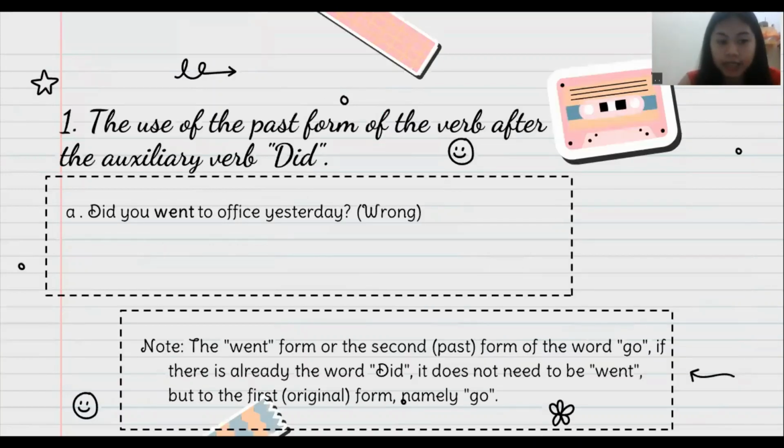Number 1 is the use of the past form of the verb after the auxiliary verb did. For the example, "Did you went to office yesterday?" This sentence is wrong. The right sentence is, "Did you go to office yesterday?" Why? Because went is the second, past form of the word go. If there is already the word did, it does not need to be went, but the first or original form, namely go.